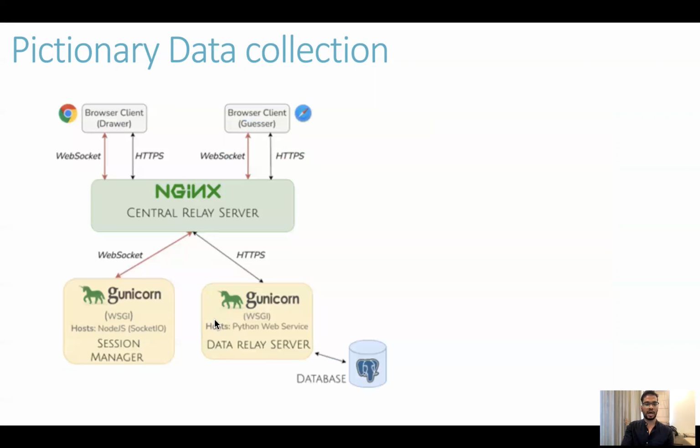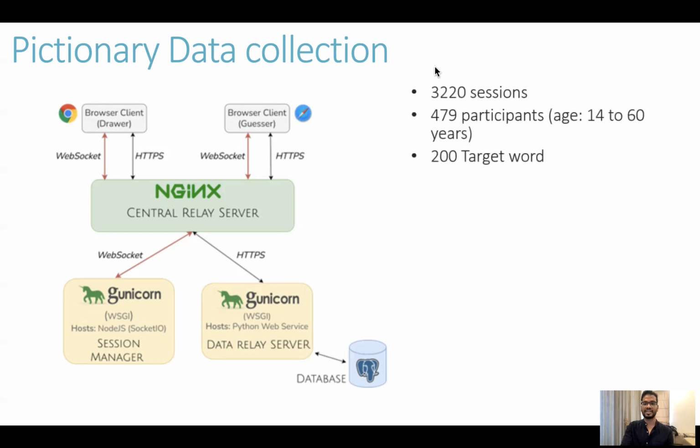So this is our whole Pictionary data collection system. These are the drawer and guesser browser clients, which send requests to this Nginx central relay server. This central relay server sends them to the data relay server and session manager. The session manager is responsible for managing concurrent multiple sessions, and the data relay server collects the data in the form of SVG and guesses in the form of text and records them in our backend Postgres database.